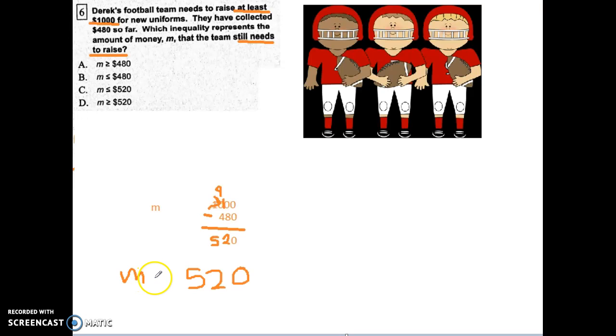So it says M has to be greater than or equal to 520. This is how much we need to raise, at least 520, right? So as long as we get 520 bucks more, we will have enough to buy those new uniforms for Derek and his team. Alright, I hope that makes sense for you guys.